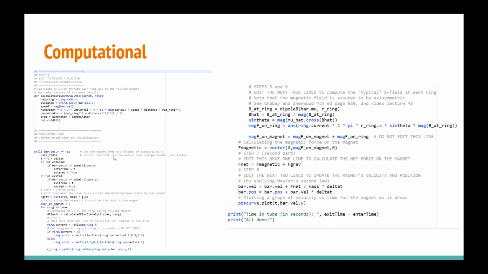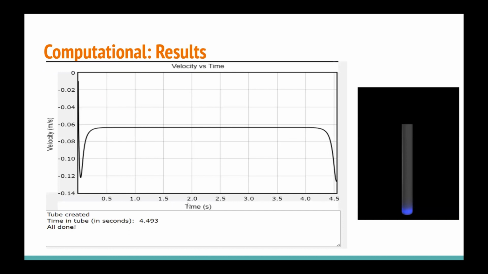After calculating the bar magnet, we set up code to create magnetic flux. Then we create a simulation loop that predicts the motion and visualization of the bar magnet falling through the tube of aluminum foil, as you can see here, and we calculate it within rings, and then eventually we plot it, and the results come out to look like this. This is the tube created through the code, and this is the velocity versus time as the magnet is falling through the tube. And as you can see, the time in the tube was 4.493 seconds, which rounds up to 4.5 seconds.